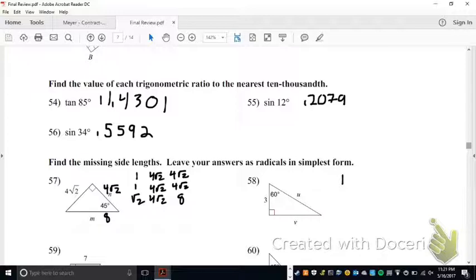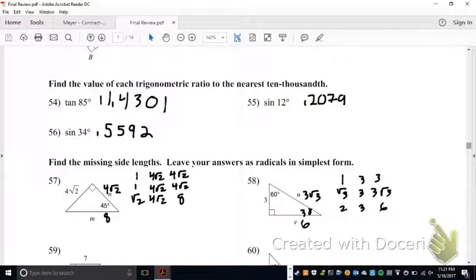58 is a 30-60-90 triangle, so the sides are in the ratio of 1 radical 3, 2. The 1 is opposite the 30, the radical 3 is opposite the 60, and the 2 is opposite 90, so the 2 is the hypotenuse. Here, we are given that 3 being opposite the 30. We go, what times 1 equals 3? And the answer is 3. So 3 is our scale factor, which means that the side opposite the 60 is going to be 3 radical 3, and our hypotenuse is 6.